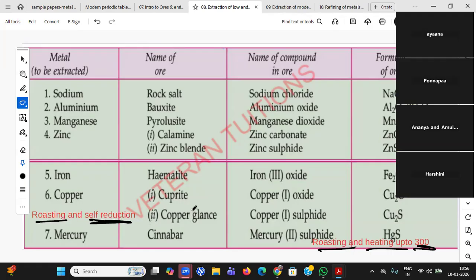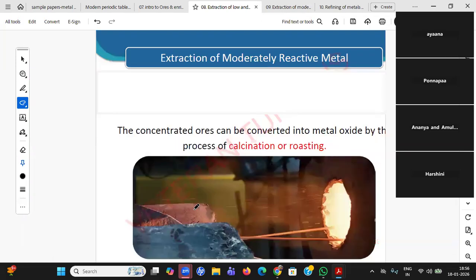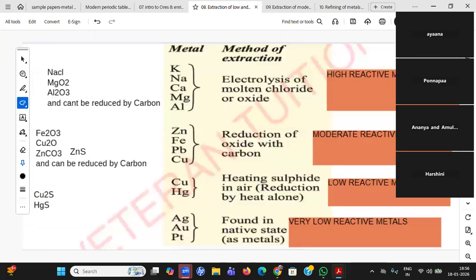Okay, students? Yeah, next, let us go to the next part. What is the next part? Let us go to the moderate reactive metals now. Can you see what the moderate reactive metals are? You are able to see oxides: iron oxide, copper oxide, zinc carbonate, zinc sulfide. Now let me go for these two things first, then I'll go to the oxide.